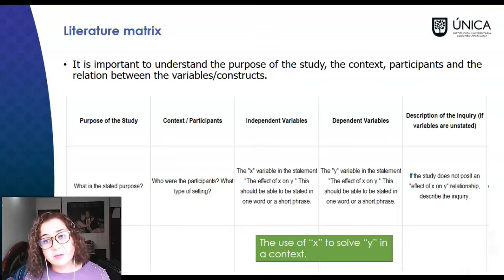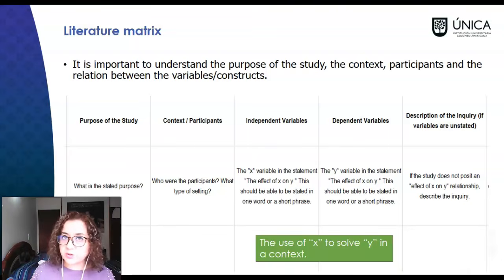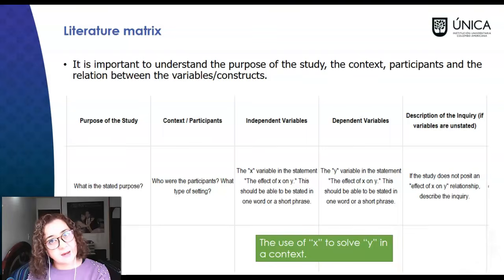Then the dependent variables are the Y variables in the statement, the effects of X on Y. This should be able to be stated in one word or short phrase. So the use of blogs to solve writing blockages. So writing blockages will be the dependent variable, right? So this information will help you understand the type of study that you're looking at.